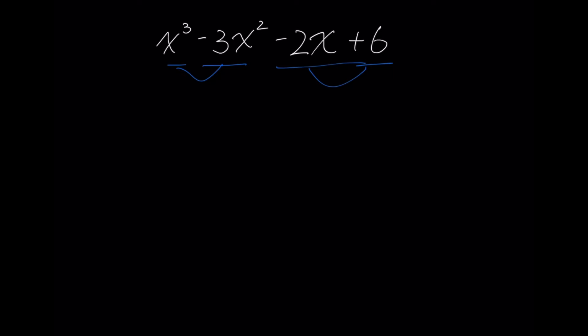So for the first group, their greatest common factor will be x to the power 2. Inside the bracket will be x and negative 3. Multiply this out, you will get x to the power 3, negative 3x to the power 2. It matches the top.